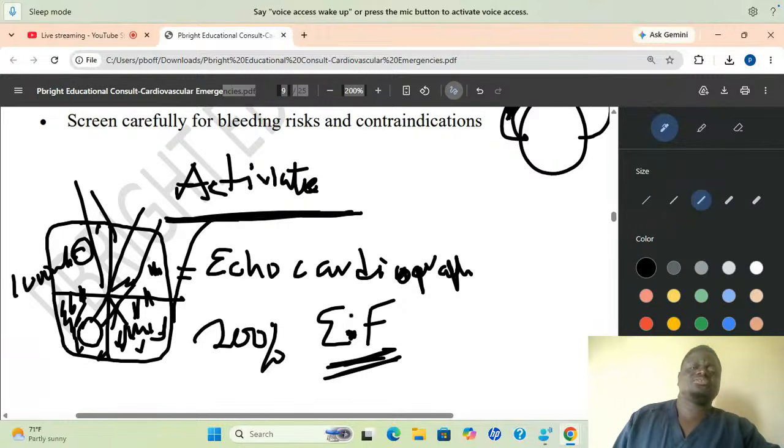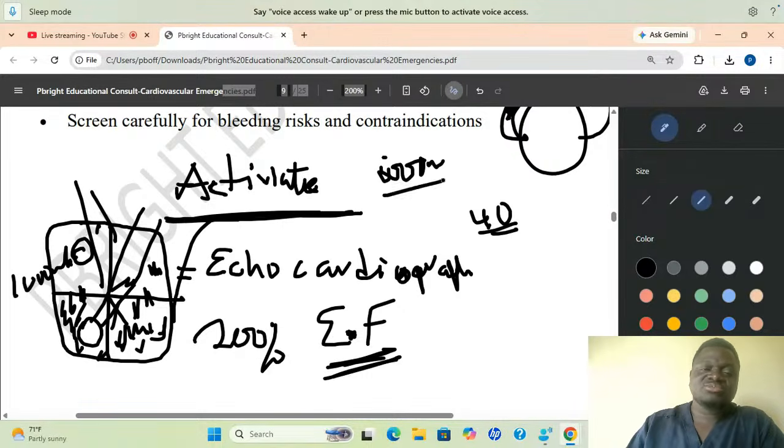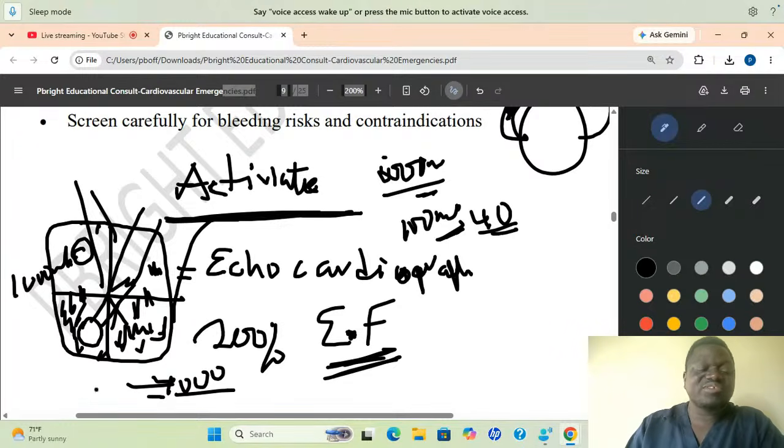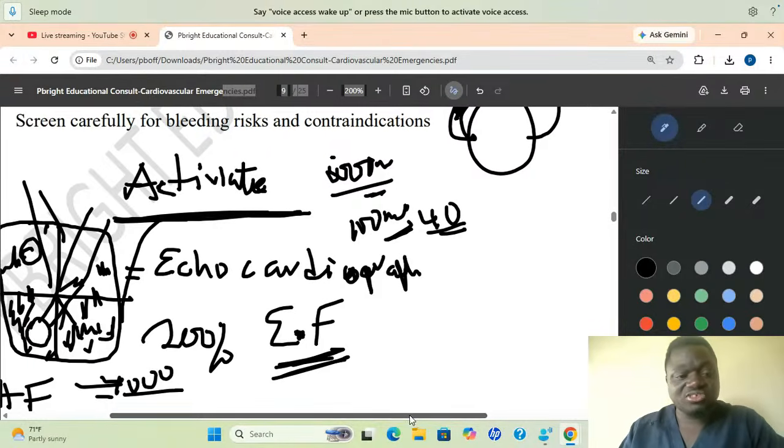So below 40 is a big trouble. Let's say your ventricle has 5,000 mils, and it is only pumping 1,000 mils for systemic circulation. What is it keeping the 4,000 mils for? This is a sign of ventricular failure or heart failure. You begin to have pedal edema and all those things.